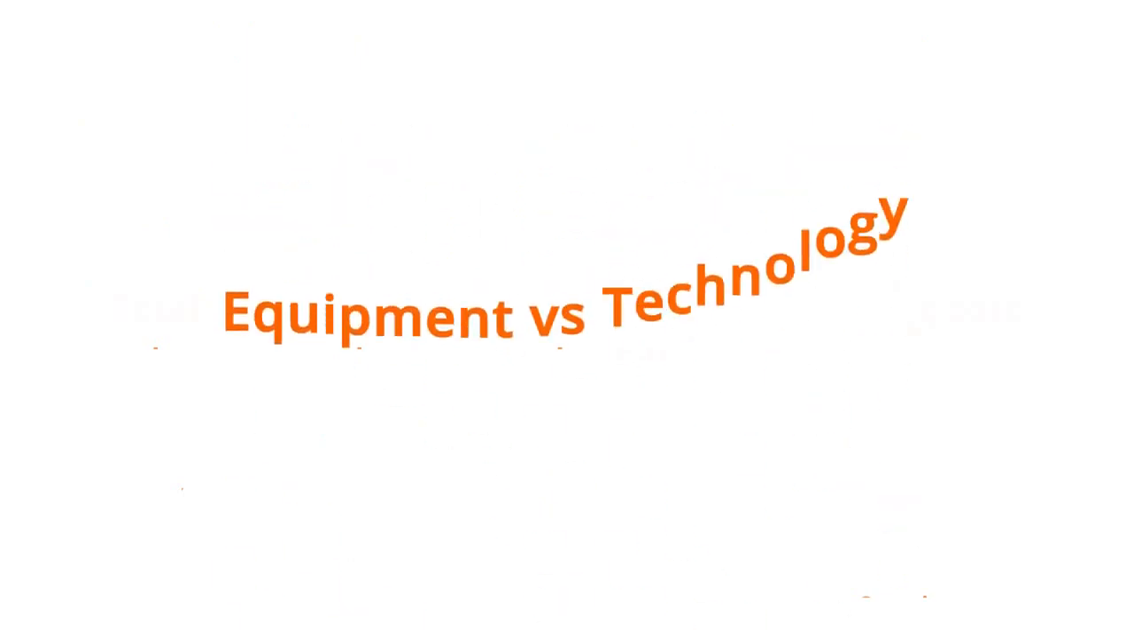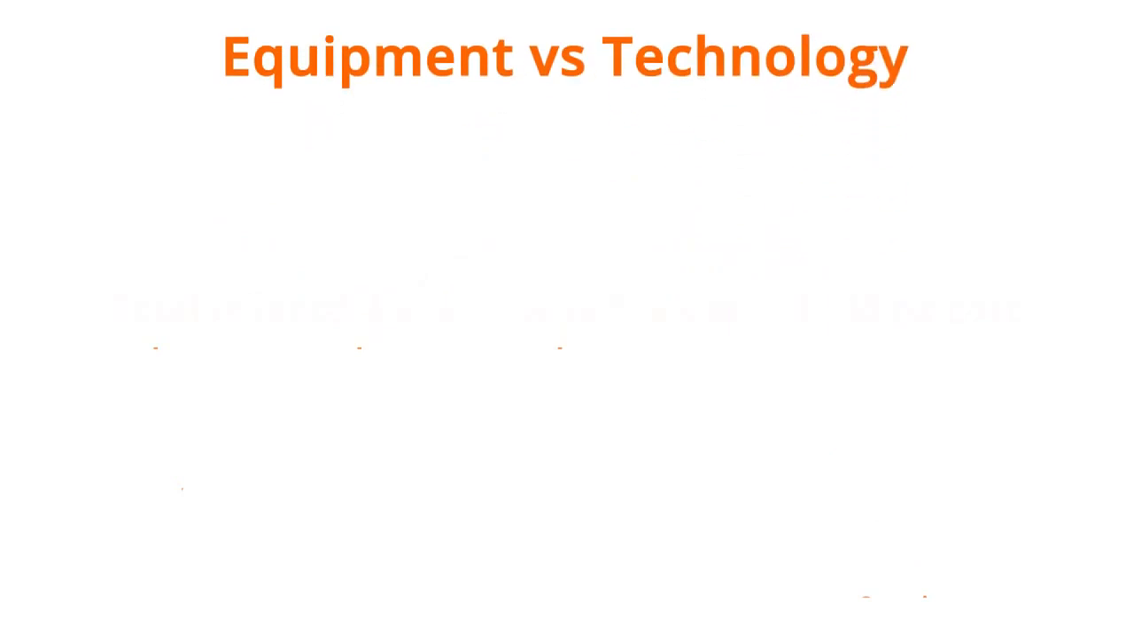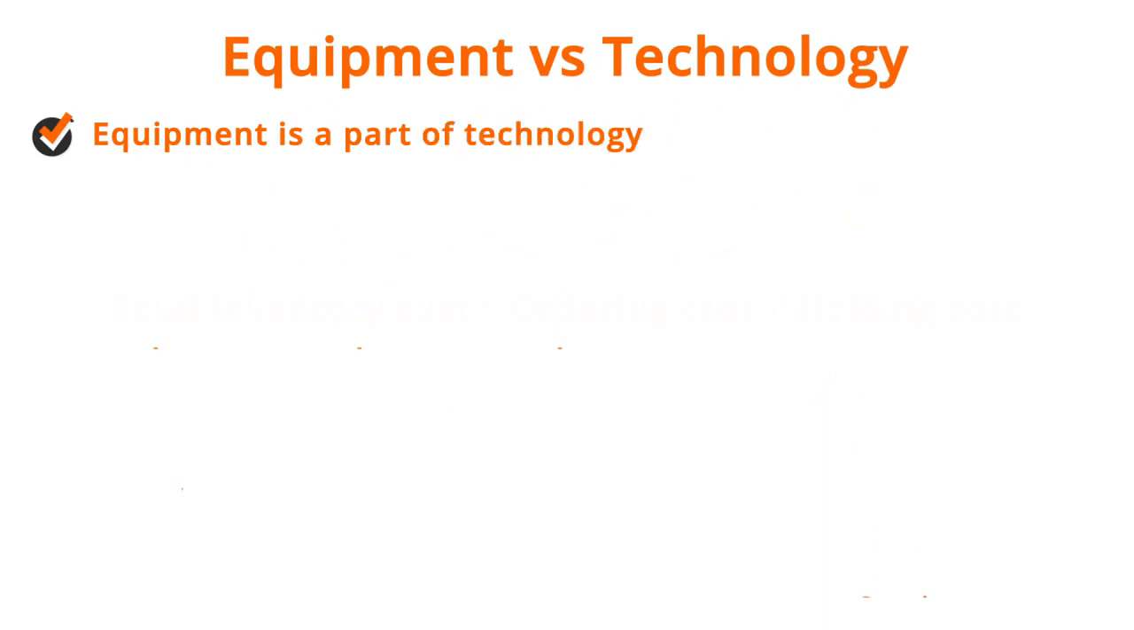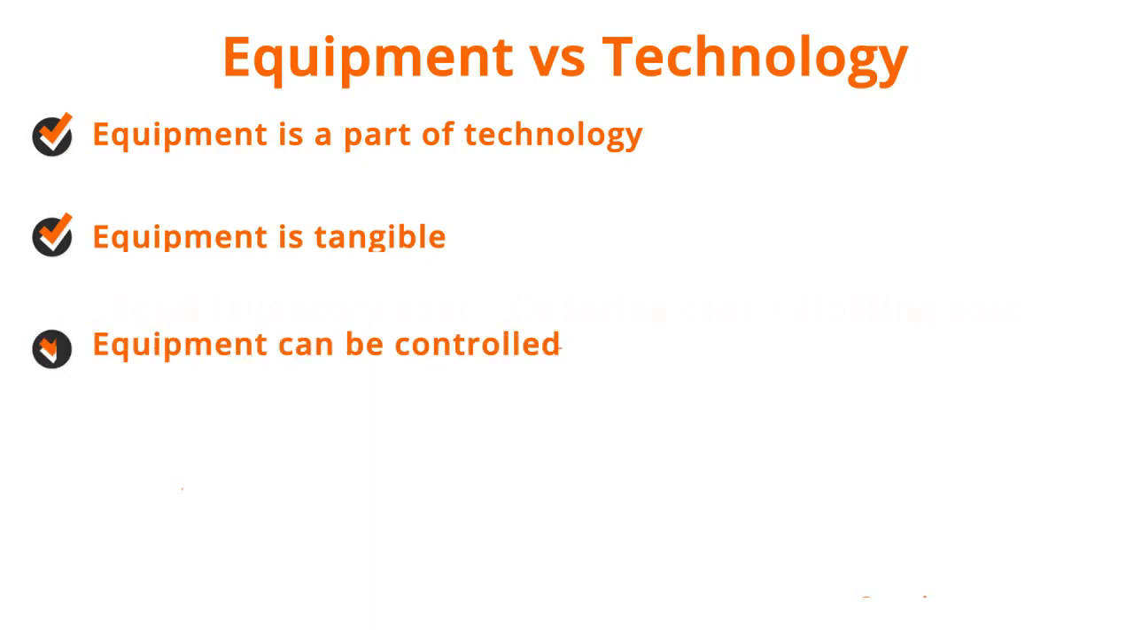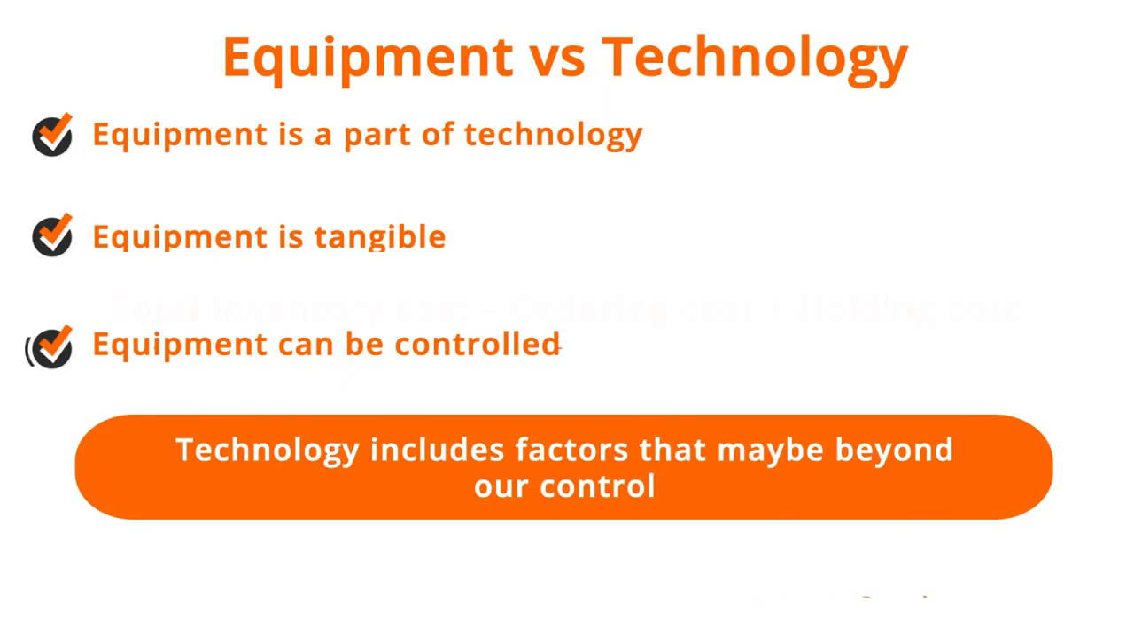Let's take a look at the difference between equipment and technology. This is because managers seem to be confused about which is technology and which is equipment. Actually, equipment is part of technology, and equipment is actually tangible. It can also be controlled, while technology includes factors that may be beyond our own control as SMEs.